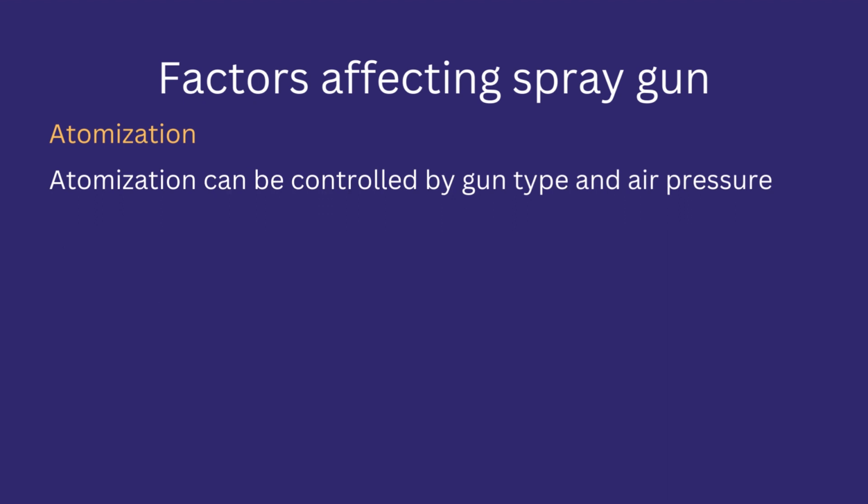Atomization is a controllable parameter. We can adjust the atomization of a spray gun by controlling certain parameters. Factors that control atomization include gun type and air pressure. Atomization can be controlled by gun types and air pressure.